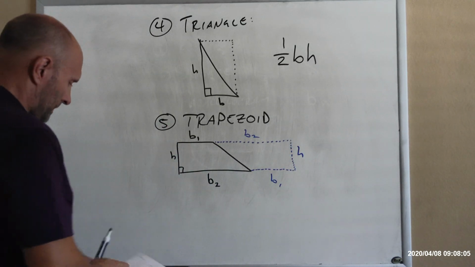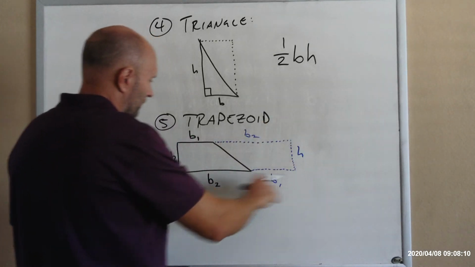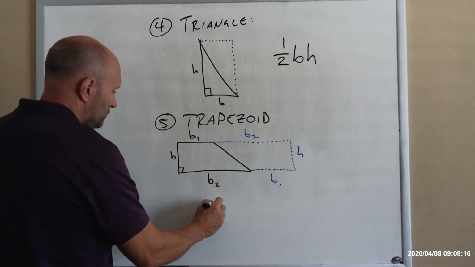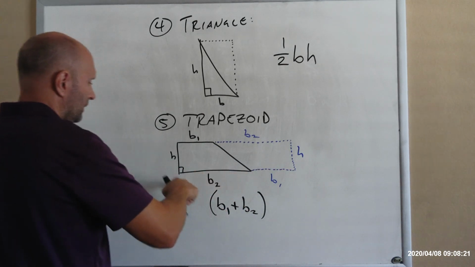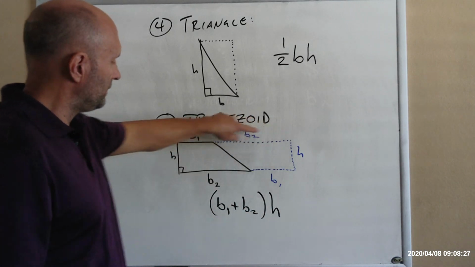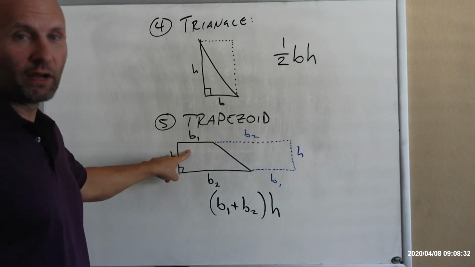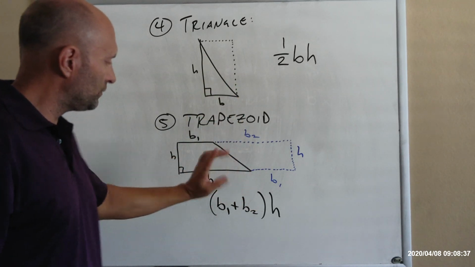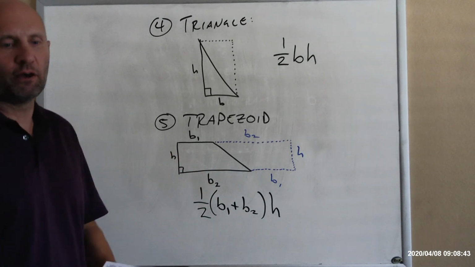So now, if I calculate the area of this big rectangle, what is it? Length times width, which is B1 plus B2. So that's my length. The width is H. So this entire piece is B1 plus B2 times the height. But what did I do? I created two pieces just like I did above. So whatever this value is, only half of that total value would give me the area of the trapezoid.